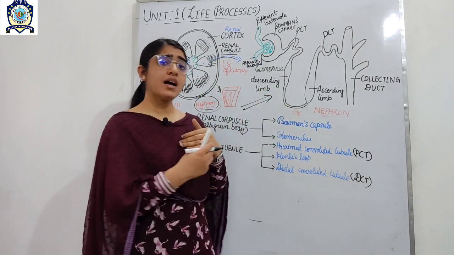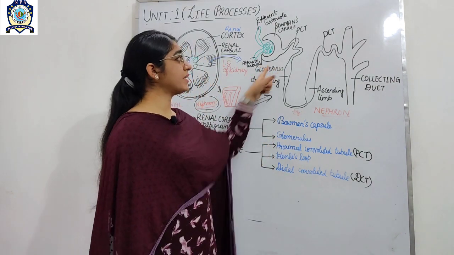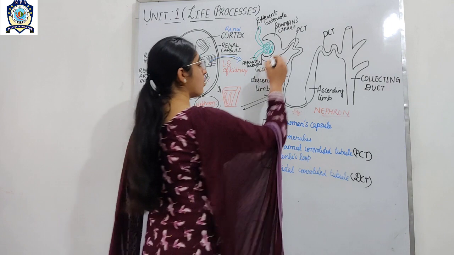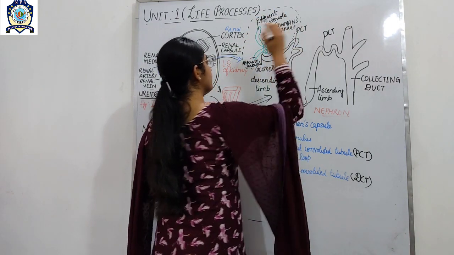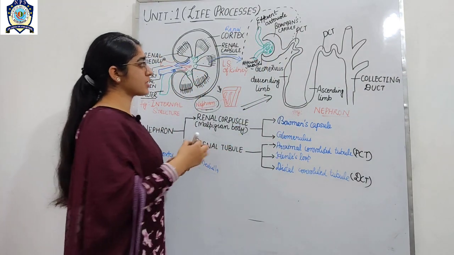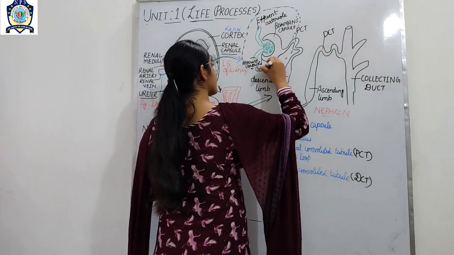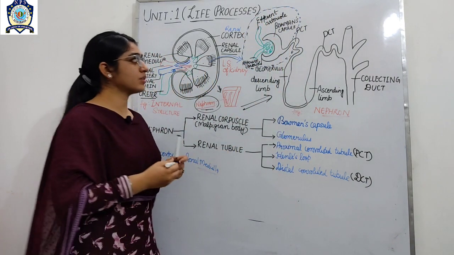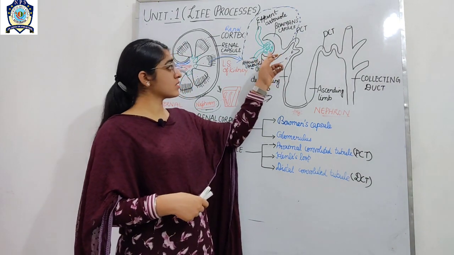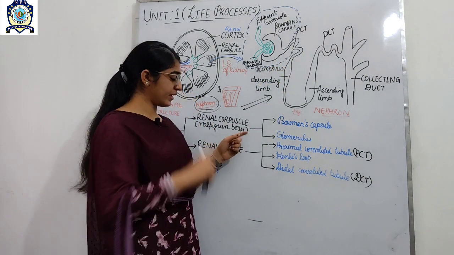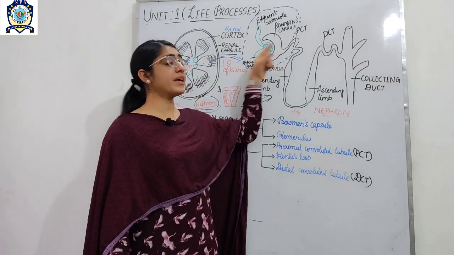So let's come to the explanation of each and every part of this nephron. If we talk about the Malpighian body, only this portion is present. Again I am drawing this circle with a colored marker, so that you can easily understand this part. In the Malpighian body, as you can see, there are two parts. One is the Bowman capsule.